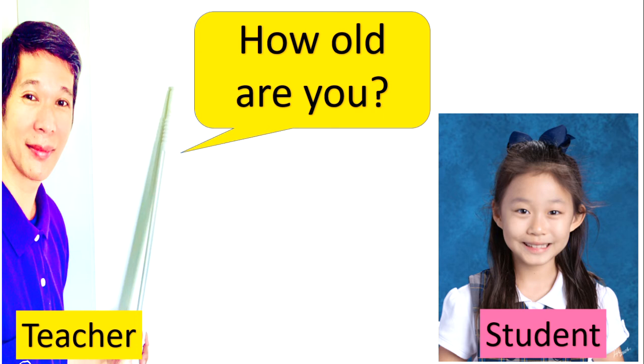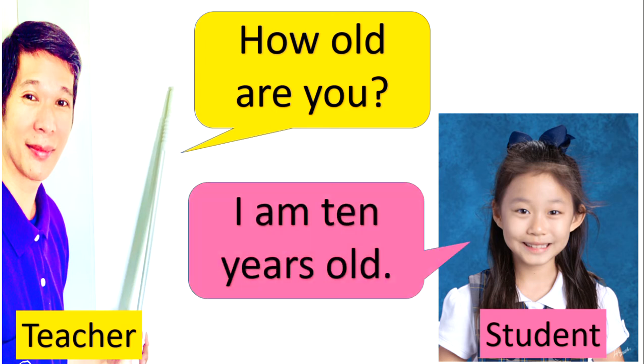Okay, let's see what the student's answer is. Oh, the student answered, I am 10 years old. It means that the student's age is 10. So she answered, I am 10 years old. But if I ask you, how old are you? You can say, I am, then say your age, years old. Okay.